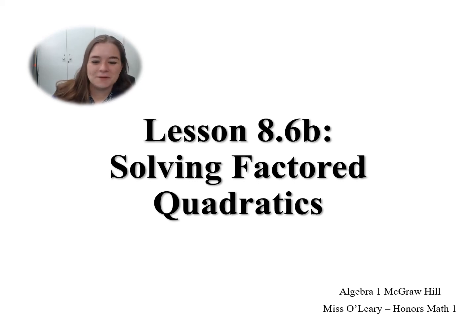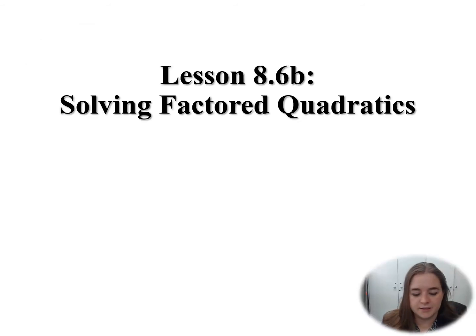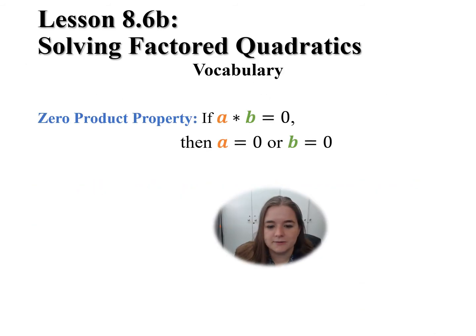All right, now, ladies and gentlemen, we're going to take it one step farther, and this time we're going to focus on the second half of that same lesson 8.6, and we're going to solve factored quadratics. To do that, again, we're working on these skills, but now we're going to apply that zero product property that we talked about a little bit back in, I don't remember which lesson, but that zero product property tells me that if A times B equals 0, then either A equals 0 or B must equal 0.